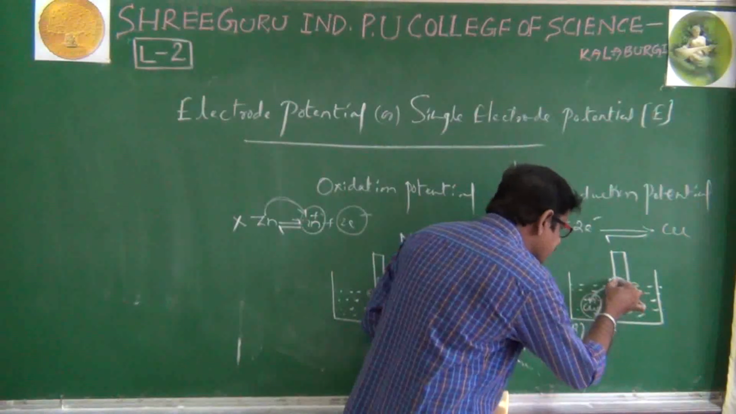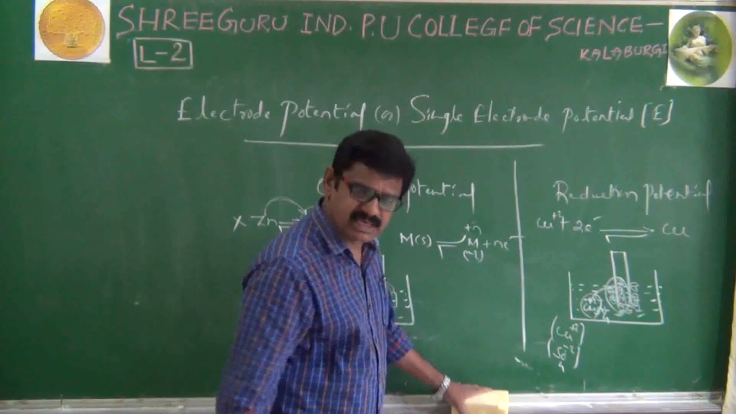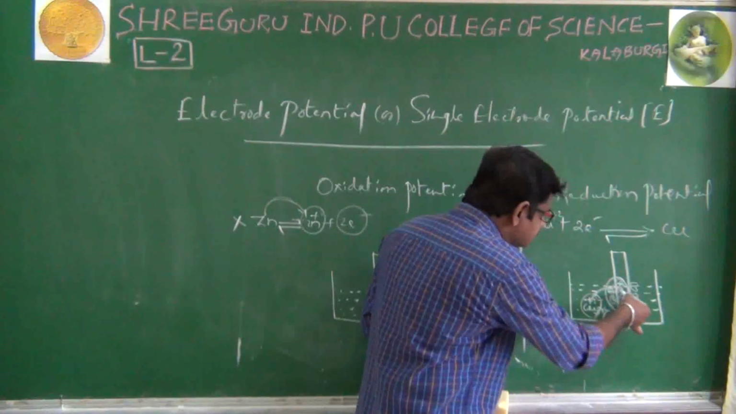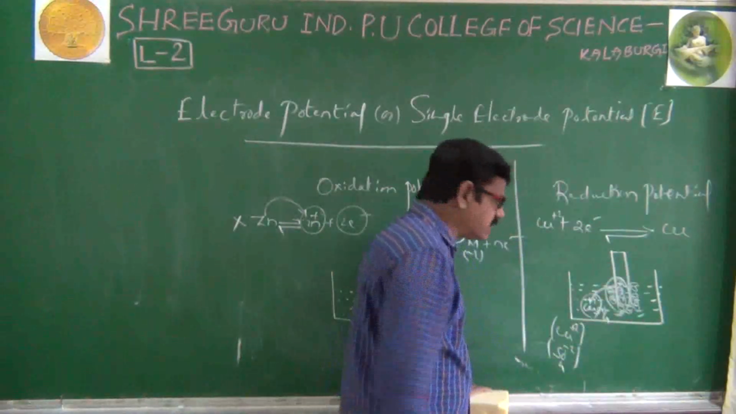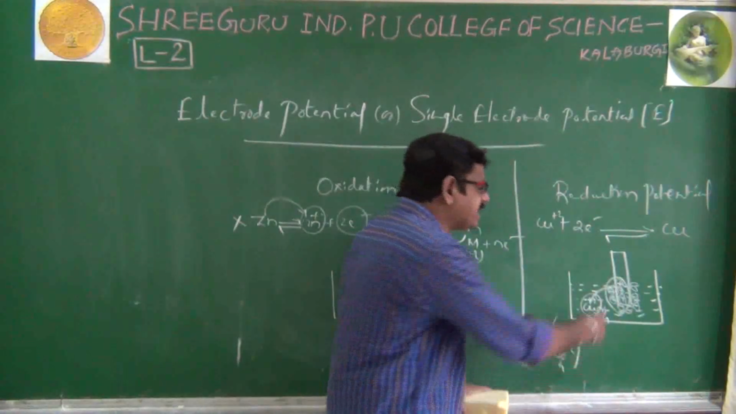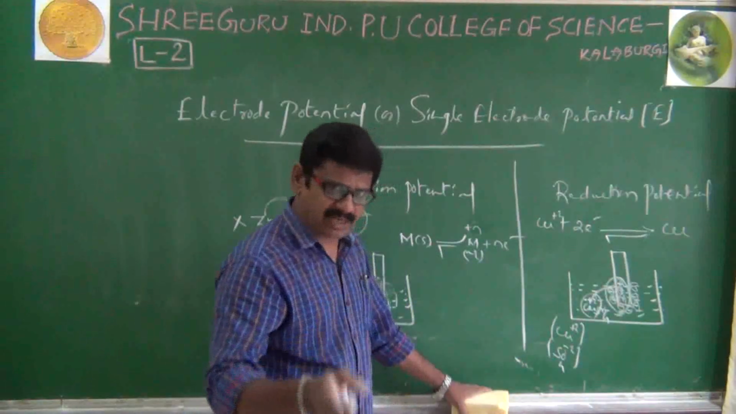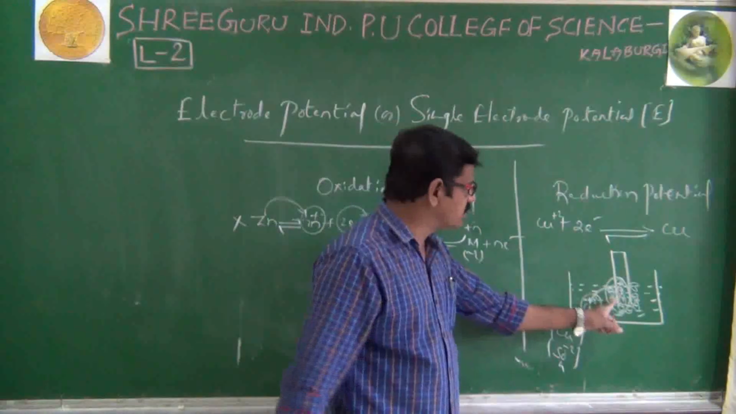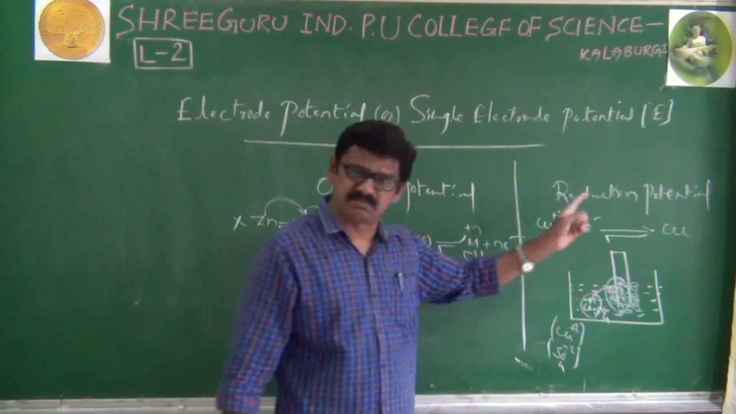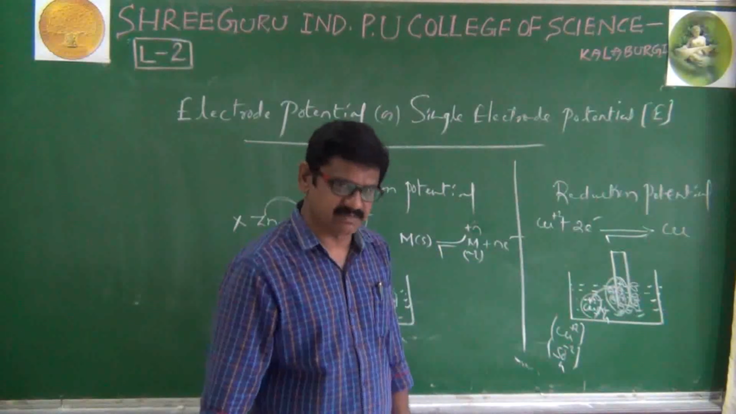At that moment, here we have to measure the potential difference. That potential difference is called the electrode potential. Why? Because here also charge separation is taking place, nothing but an electrical double layer is established. Because of this electrical double layer, nothing but charge separation, some potential is developing. That potential is called the electrode potential, and that electrode potential is because of reduction. That's why it is called the reduction potential.